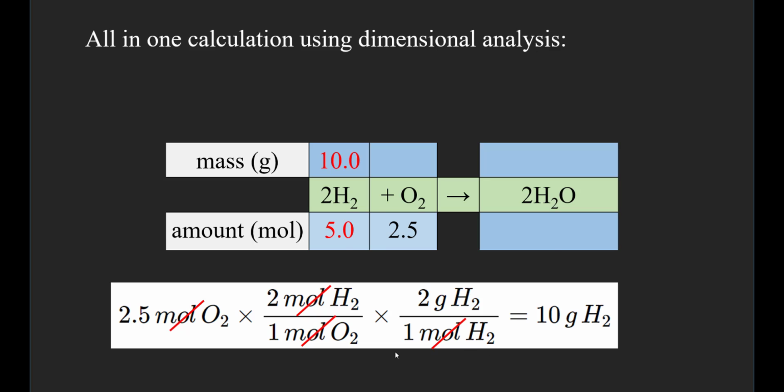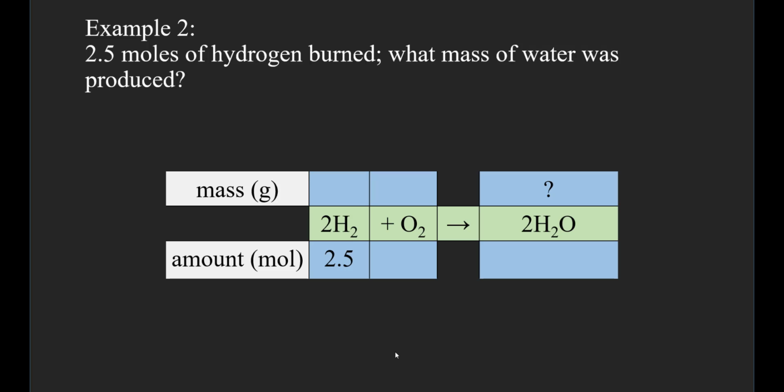All right, so that's the first one. Let's try a couple more. This time we're going to start with the hydrogen and ask about how much water we can produce. So from 2.5 boxes, or 2.5 moles, of hydrogen, how much water can we end up producing?